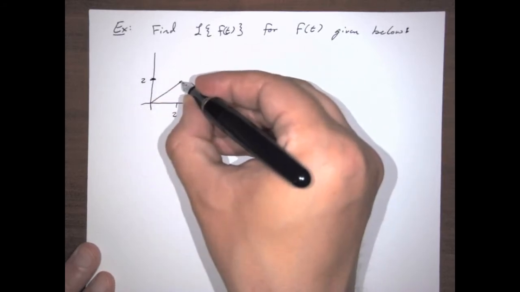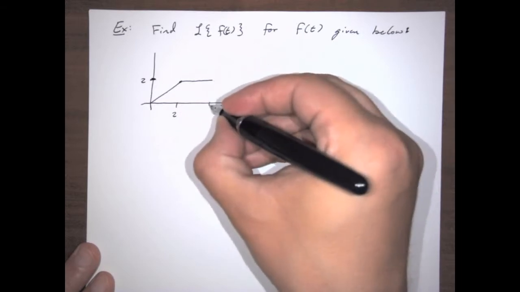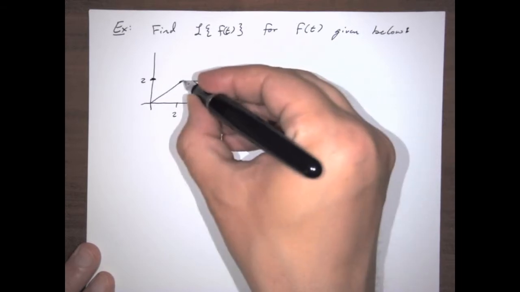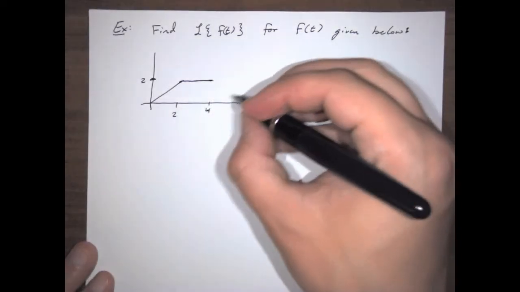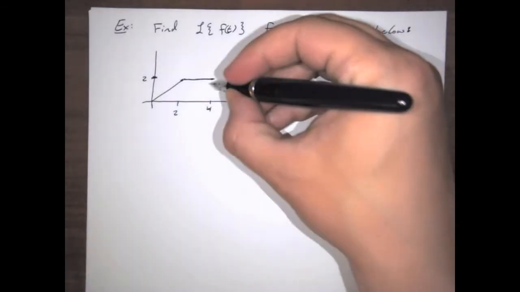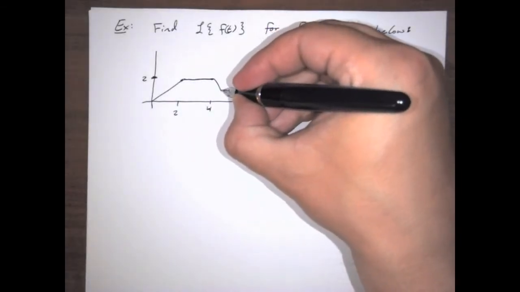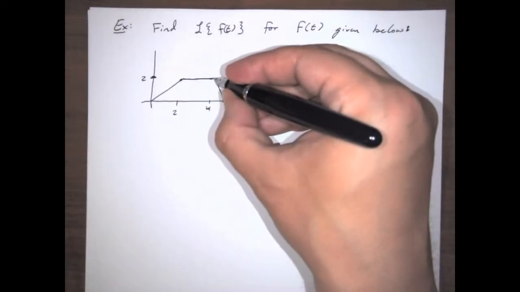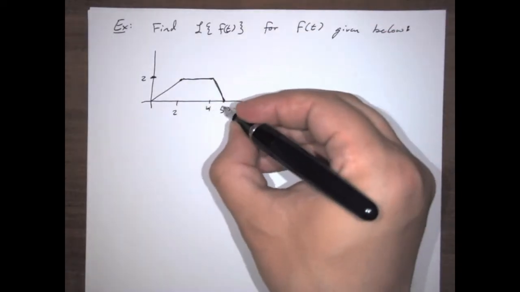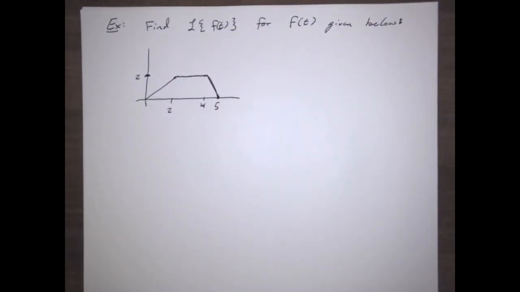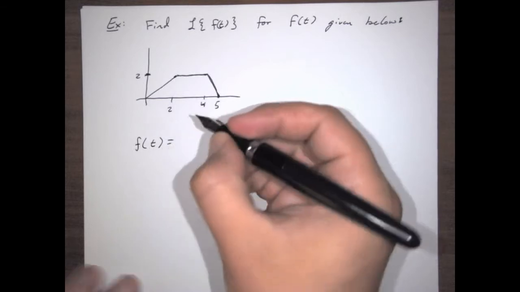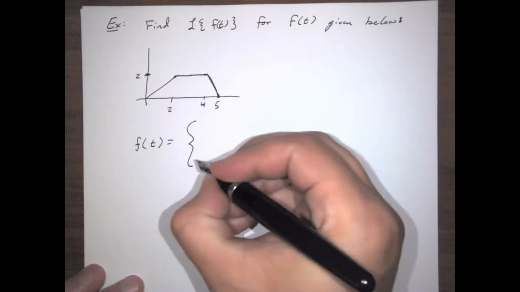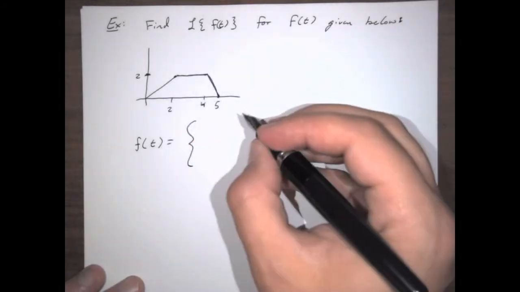And then the next piece will be going horizontally from 2, 2 to 4, 2. Then let's say the next piece goes down like that and goes from 4, 2 to 5, 0. So this is going to be a piecewise function in 3 pieces, and it's pretty easy to see what 2 of the pieces are. Then the third one we're going to have to do a little bit of work to get.